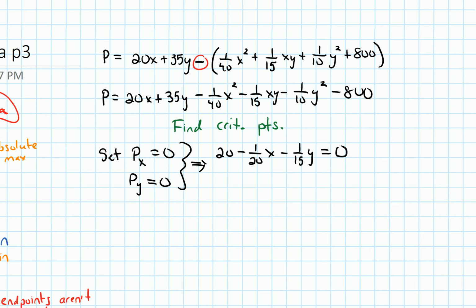Okay, so now let's do the partial with respect to y. The first term, 20x, is going to be 0 when I do the derivative, because there's no y's in it. For the 35y, that derivative is going to be 35. For the next term, I'll get 0. For the minus 1/15th xy, I'll get minus 1 over 15x. And for this next term, I'll get minus 1/5 y squared. And for the minus 800, that's a constant, so that derivative is going to be 0. So we have this equals 0.